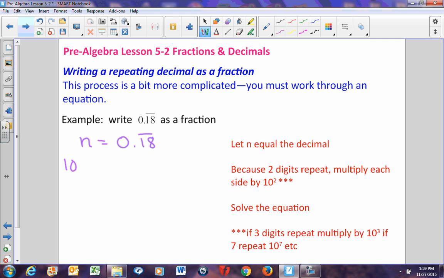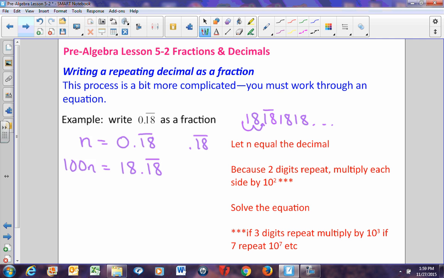So I would have 100n equals 18.18 repeating. Because if I take 0.18 repeating, remember 0.18 repeating is 0.18181818 forever. If I multiply by 100, I'm moving the decimal point 2 places to the right. So I'm going to have 18.18 repeating. So that's what I have here. I multiply both sides by 100, and I get 100n equals 18.18 repeating.